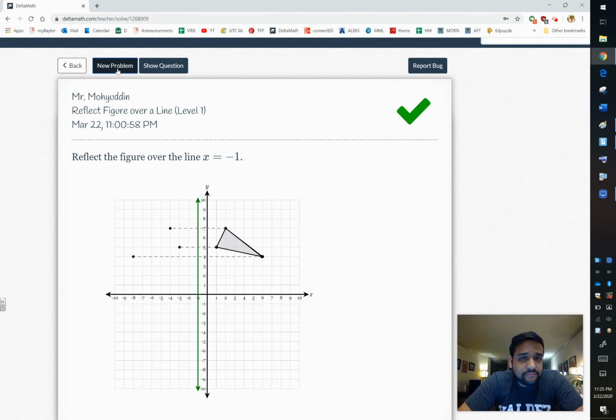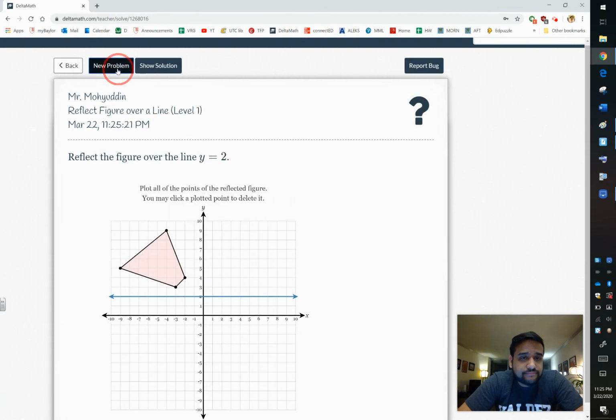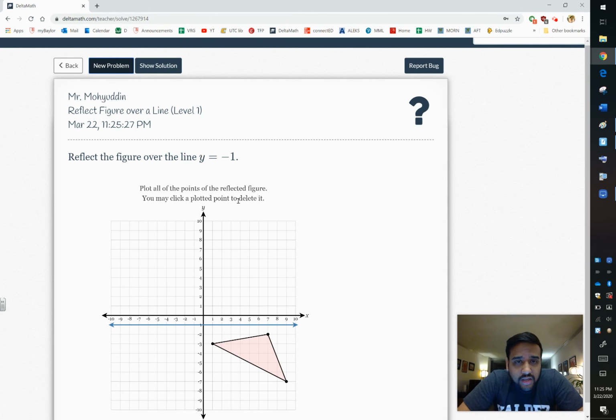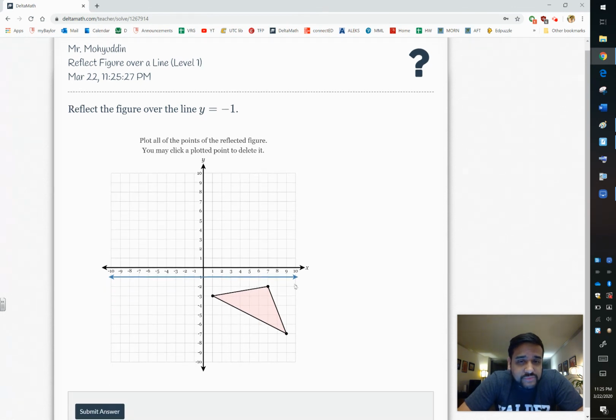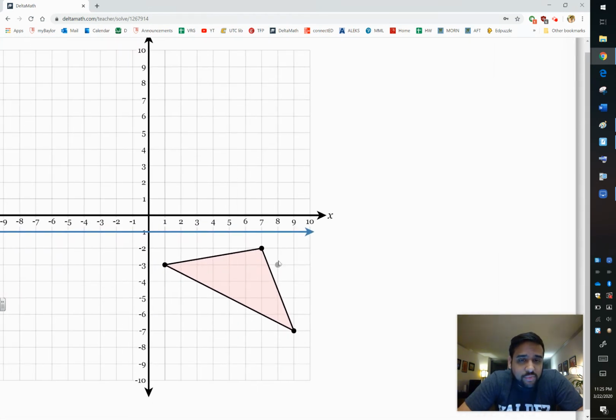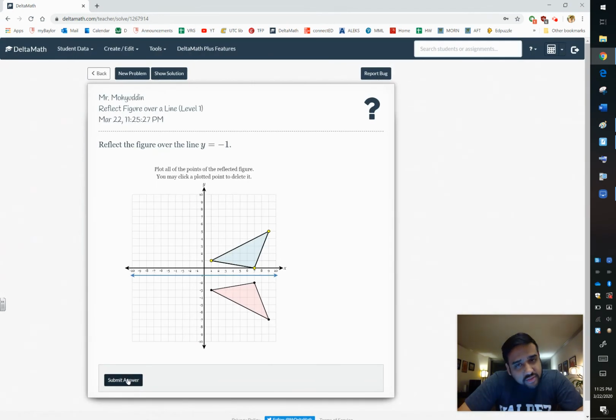Let's do a different one. Let's try this one. Reflect across y equals negative 1. So same deal. This point is 1 below the line, so my new point's 1 above. This point is 6 below the line, so 6 above. You can count and make sure. This final point here is 2 below, so 2 above. Looks okay. Fingers crossed.